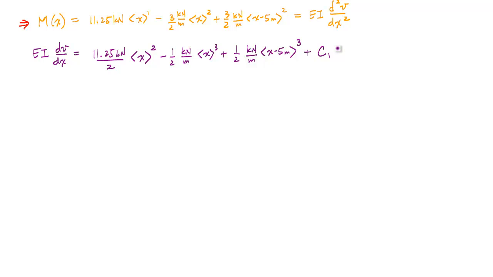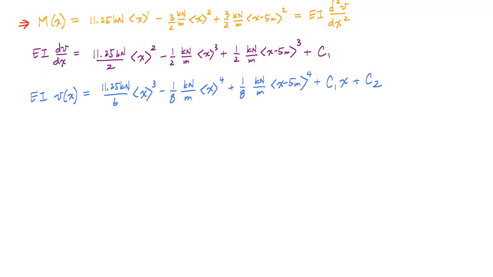So I'll just add a constant, I'll call that C1. And then again, if I integrate one more time, I will get the deflection equation. This is my slope, and this is my deflection equation. And now what's left is for me to solve for these constants.